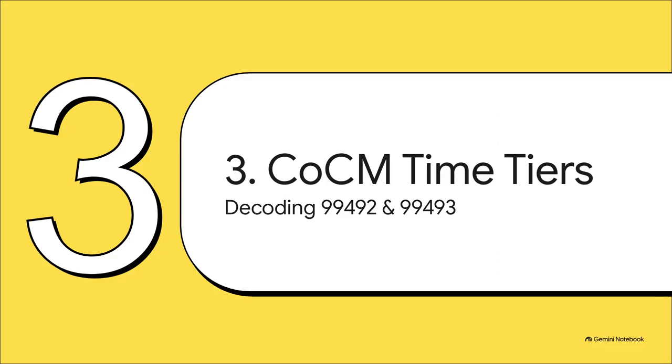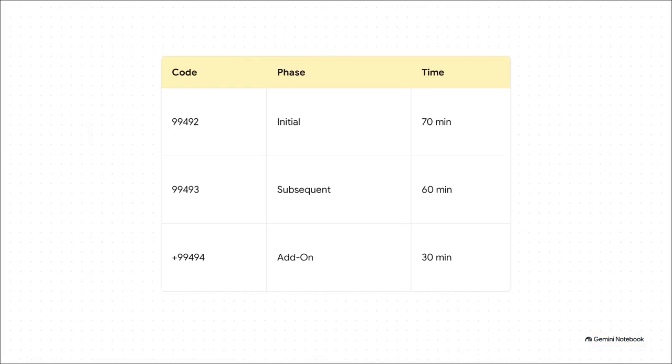Okay, let's get into Section 3, COCM codes and time tiers, where we'll decode 99492, 99493, and the add-on 99494. Listen up, coders and billers, because this is exactly where the time-based math gets rigorous and honestly where most of the revenue leaks happen. For the very first month of collaborative care, you're looking at CPT 99492, which expects 70 minutes of care manager activities.